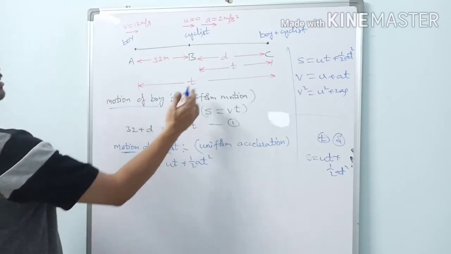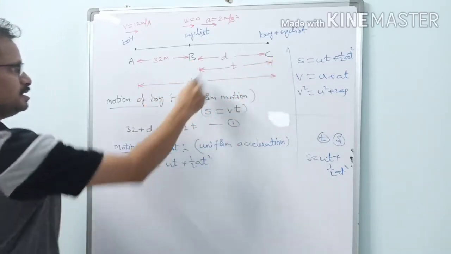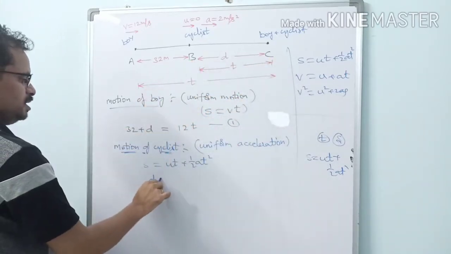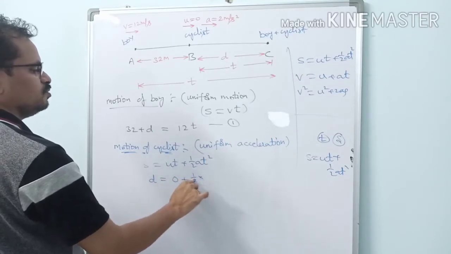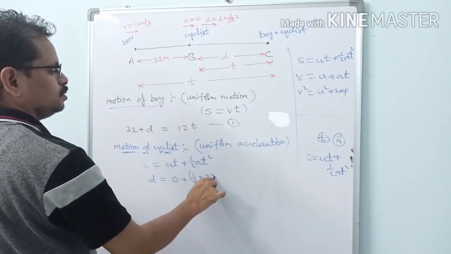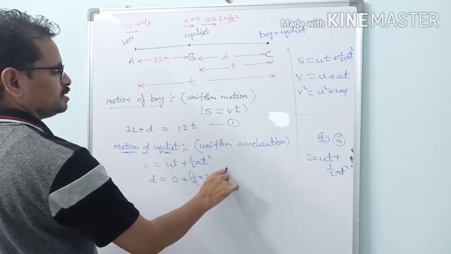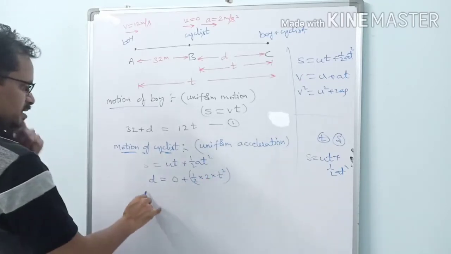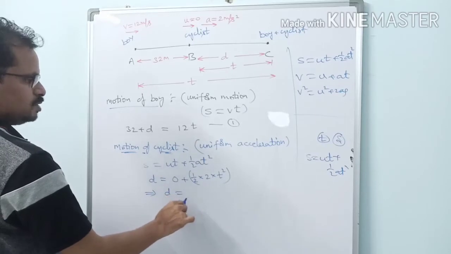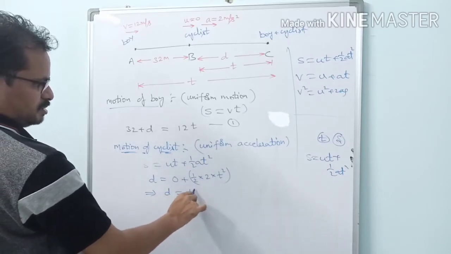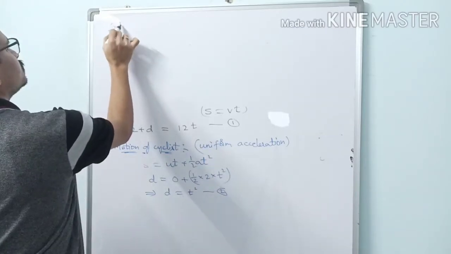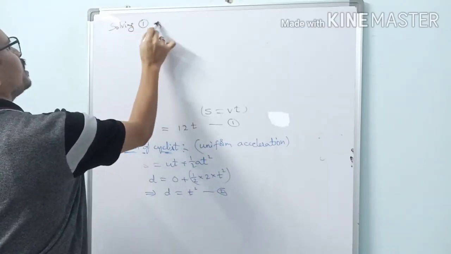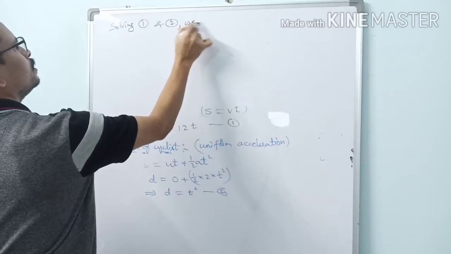What is S here? What is the distance traveled by the cyclist? Just d. So d equal to, what is u? 0 plus half into, what is a? 2 into, what is t square. So this implies d equal to t square. This is equation 2.